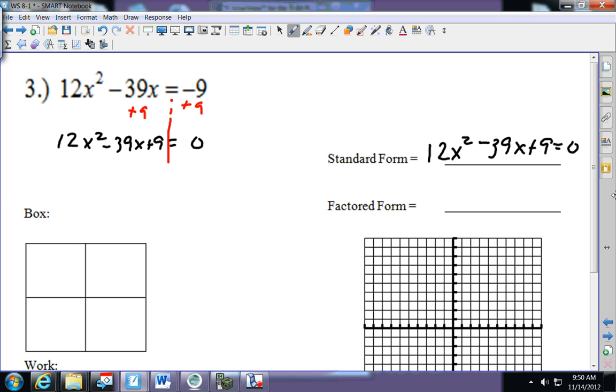Now, is there a GCF to pull out? Yeah, 3 should go into all of them, right? 3, yeah. 3 will go into all of these.